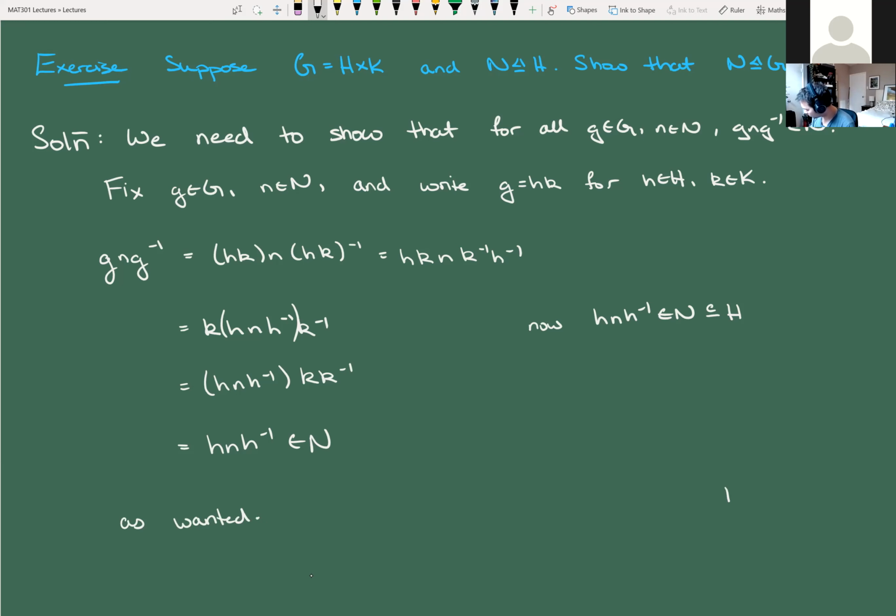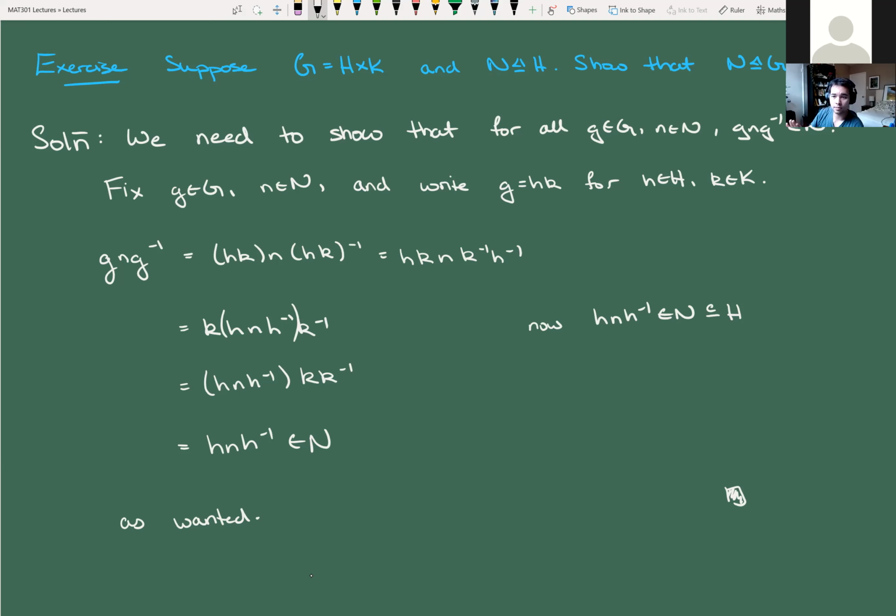As wanted. So basically, it's this idea that if we think about this as being isomorphic to the external direct product, the h's and the k's shouldn't interact with each other. And we can see exactly that happening here because we were able to filter through the k's so that they did their own thing and canceled each other out. So the only thing that was actually relevant here was the normality of N in H, because we were able to get rid of the k's.